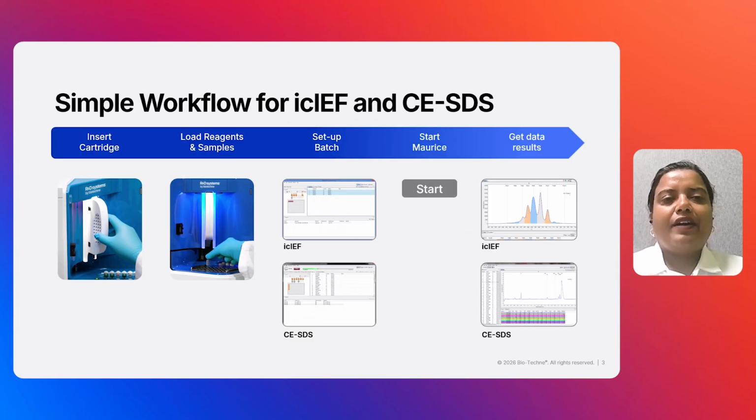Let's take a look at the simple workflow for ICIF and CE-SDS application. You start with inserting the cartridges, you load your bulk reagents and the samples, set up the batch using the Compass software, hit start, and then your data is ready for analysis.